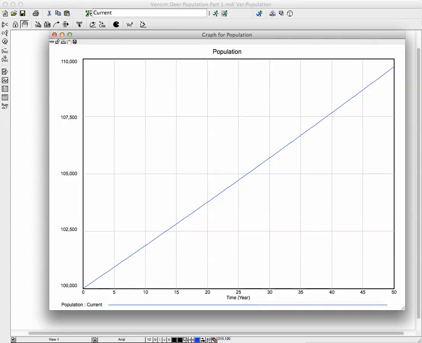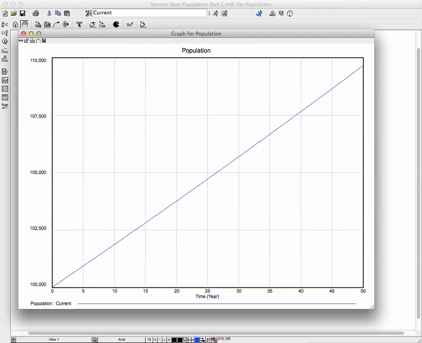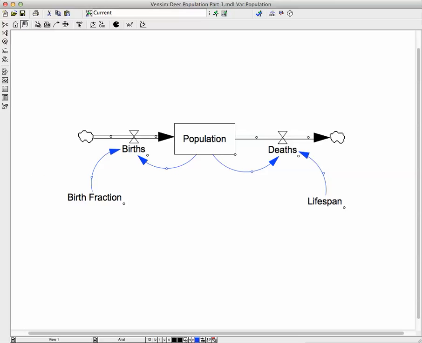Wow. Looks like a straight line. So increasing in a linear fashion over 50 years. Looks like an increase of almost 10,000 in the population, so almost a 10% increase. So what does that mean in terms of births and deaths?